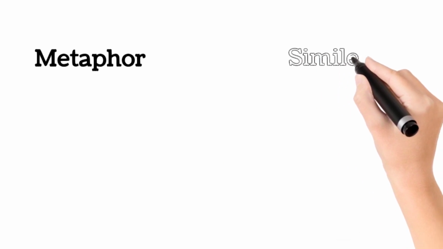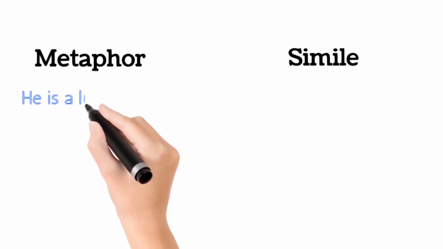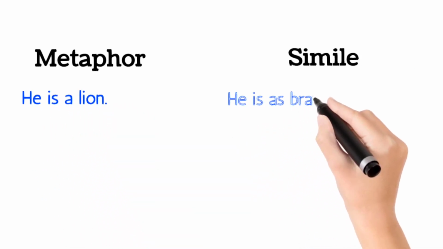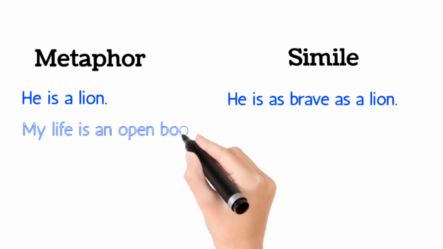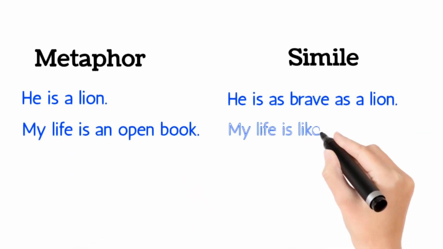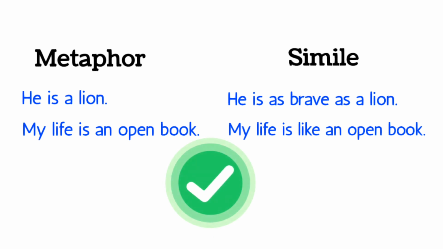Now, look at these examples. The same examples are converted into simile. He is a lion. He is as brave as a lion. My life is an open book. My life is like an open book. Hope you have understood the difference between simile and metaphor. Let's proceed to the next figure of speech, personification.